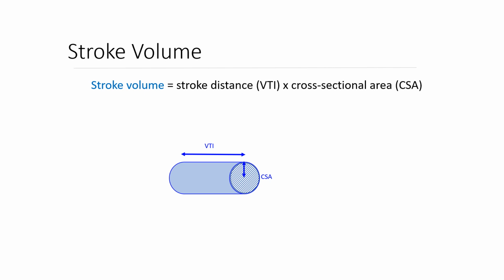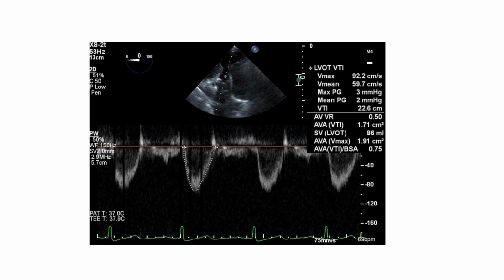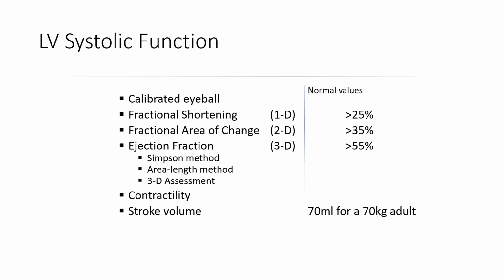Using echocardiography, you can also estimate a stroke volume by obtaining a cross-sectional area of the LVOT and then using pulse wave Doppler to measure the velocity time integral across it. This first requires knowing the LVOT diameter, then obtaining the pulse wave Doppler through the LVOT in TEE, that's usually obtained from the deep transgastric view, and then tracing this gives you the velocity time integral. So a normal stroke volume is about 70 cc's for a 70 kilogram adult.